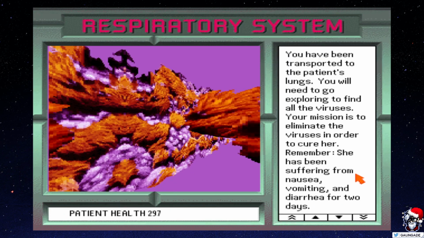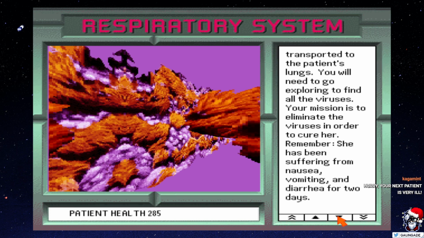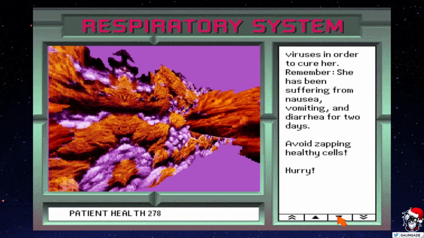You have been transported to the patient's lungs. You will need to go exploring to find all the viruses. Your mission is to eliminate the viruses in order to cure her. Remember, she has been suffering from nausea, vomiting, and diarrhea for 2 days. Avoid zapping healthy cells. Hurry!